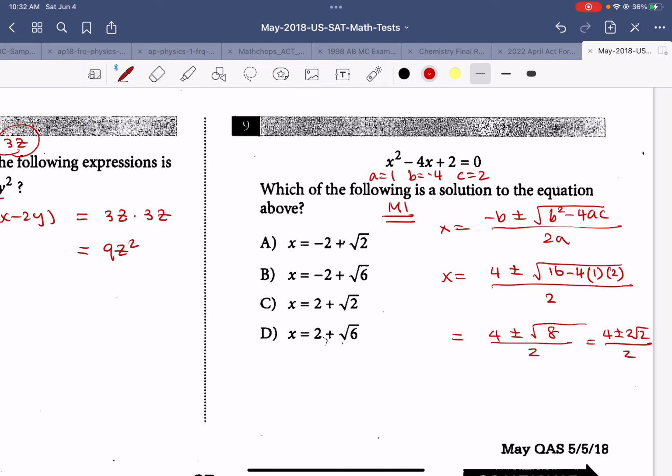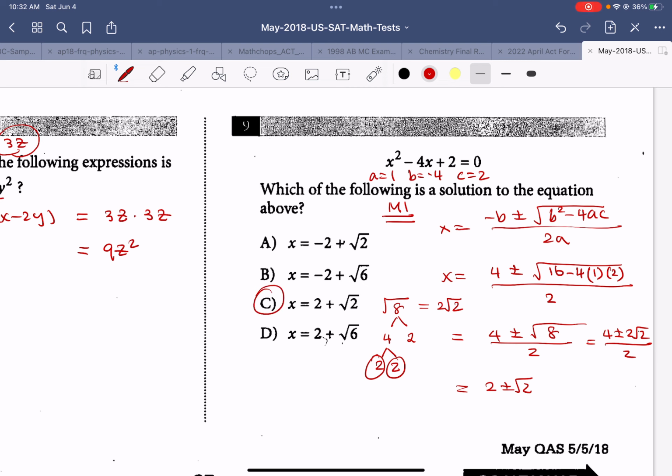For some people who don't understand why that is 2 root 2, you can do it this way. 8 is 4 times 2, factoring 4 into 2 times 2. So as long as you have the same thing twice, then you can take it out. So 2 square root 2. Now you can reduce by 2, top and bottom. So 2 plus or minus root 2. So that's the answer. And then if you look at the answer choices, C will be your answer.